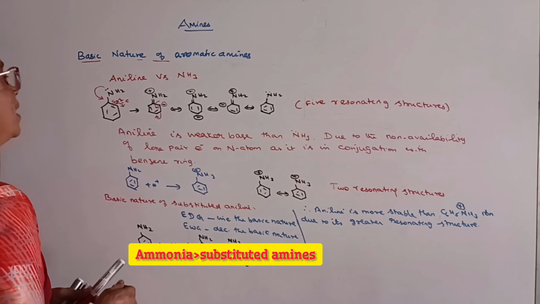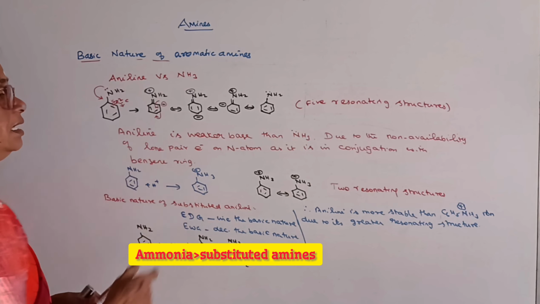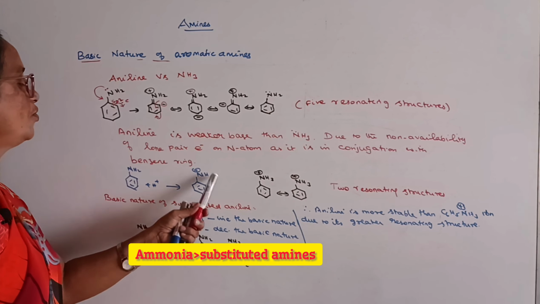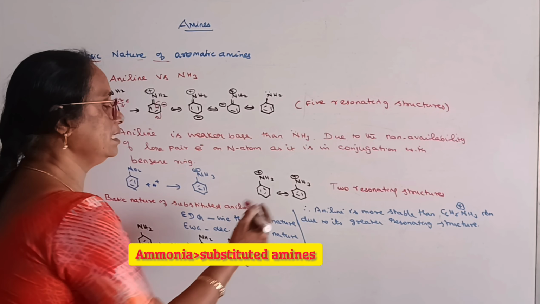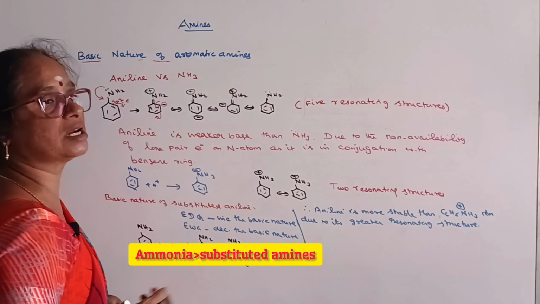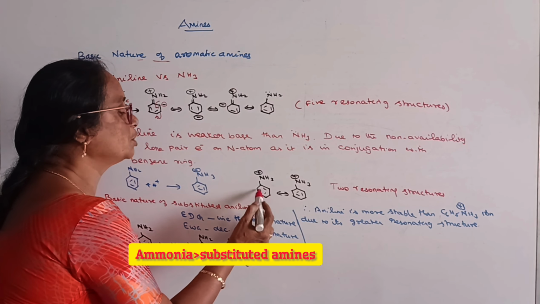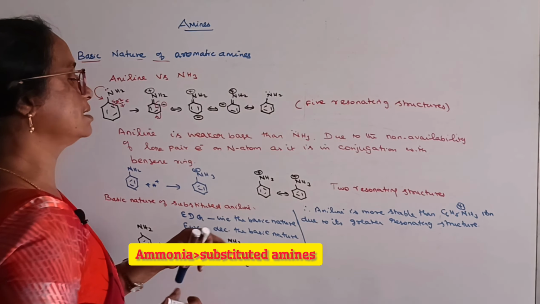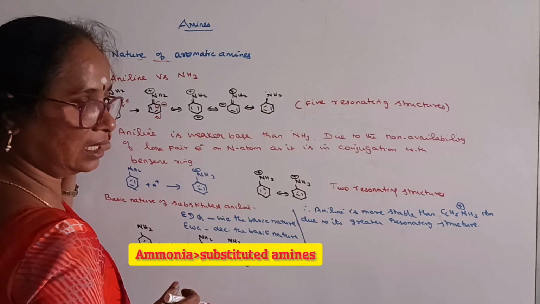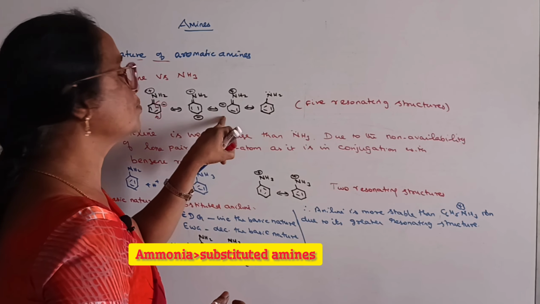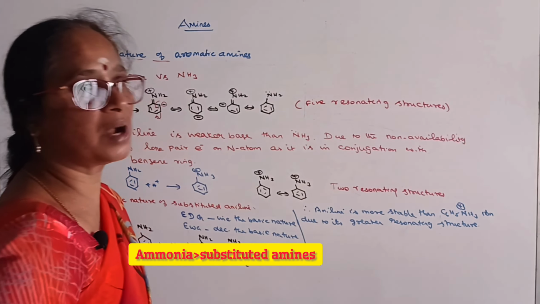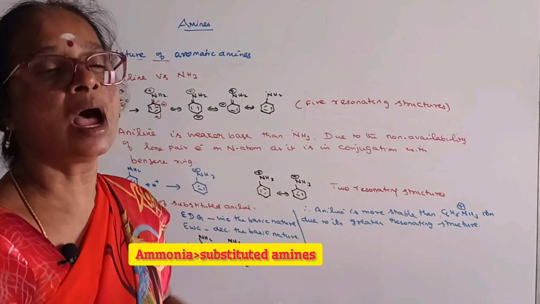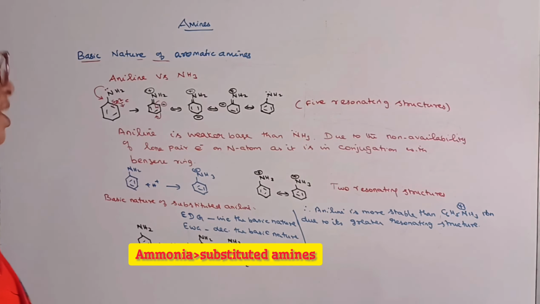Now let us compare the basic nature of aniline with the anilinium ion. Anilinium is formed upon the protonation of aniline, so we are getting the anilinium ion. In this anilinium ion, we find only two possible resonating structures, where just the position of the pi bond gets altered. So comparing the number of resonating structures of the anilinium ion with aniline, it is found that aniline is more stable than the anilinium ion. But both aniline as well as the anilinium ion are less basic than ammonia.